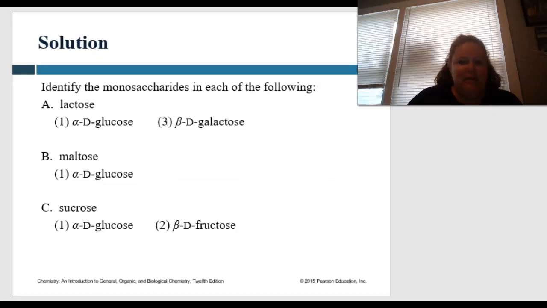So what did you get? Okay, so for A, lactose is made up of an alpha D-glucose and a beta D-glucose. Maltose has an alpha D-glucose. Sucrose has an alpha D-glucose and a beta D-glucose. Okay, so great job, you guys.